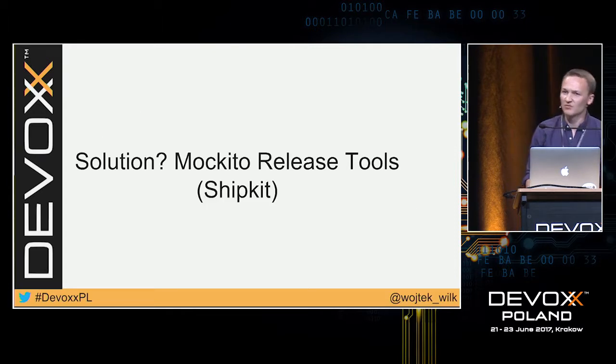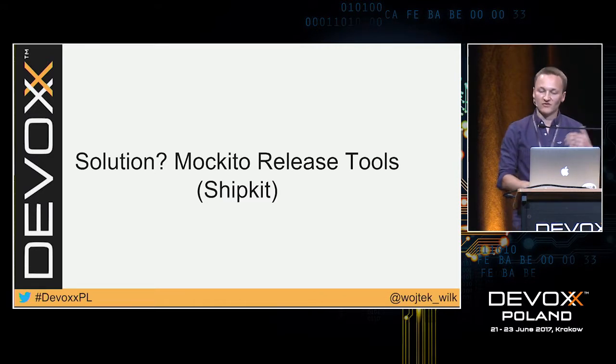So the solution that the Mockito team applied was Mockito Release Tools, which was first released in 2014. And a few months ago, it was extracted into its own project and renamed to Shipkit.